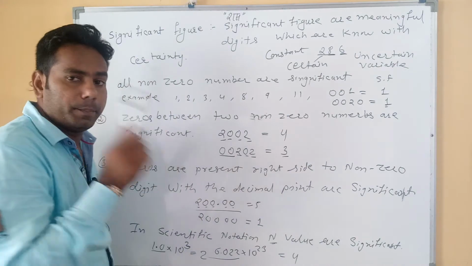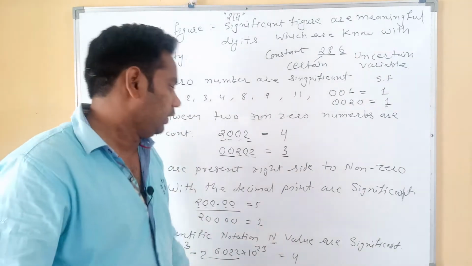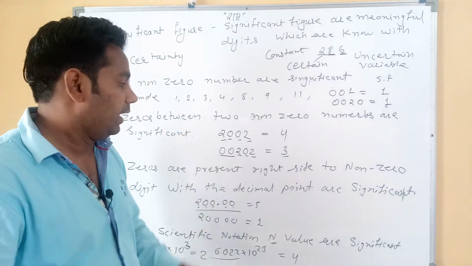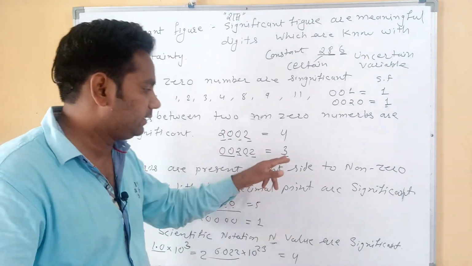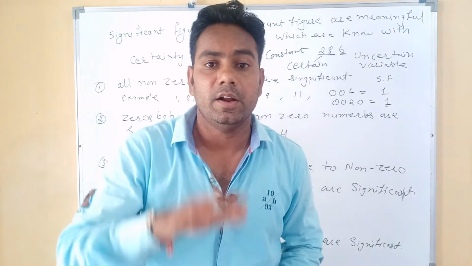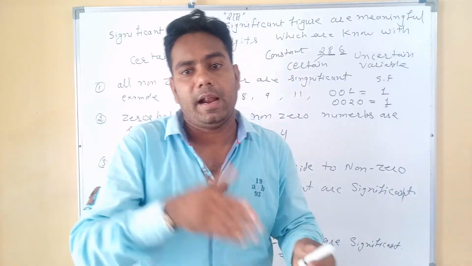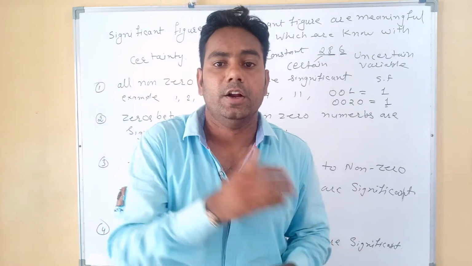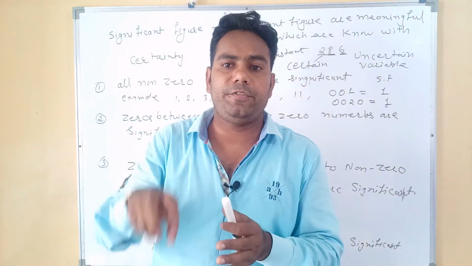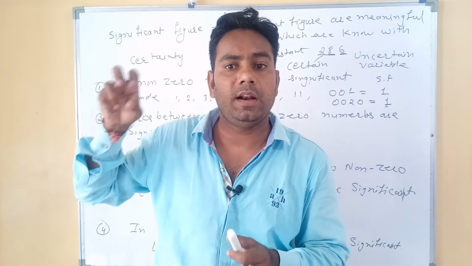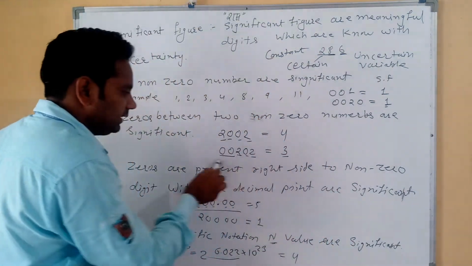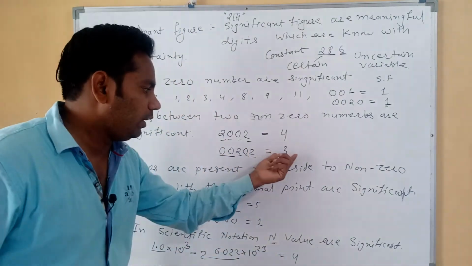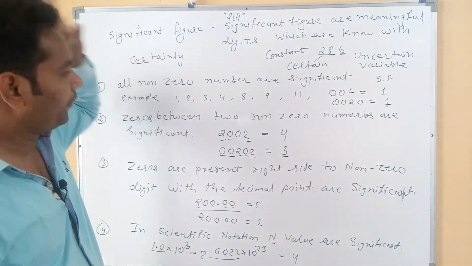But this zero is present between two non-zero numbers, so it is a significant figure. Significant number, and total significant figure is 3. I think you are clear on what is the meaning of significant and what is the meaning of significant figure. If I say significant figure, it means the total number of significant digits present in a particular number, okay? In this number only 3 digits are significant, so I call this number a significant figure.